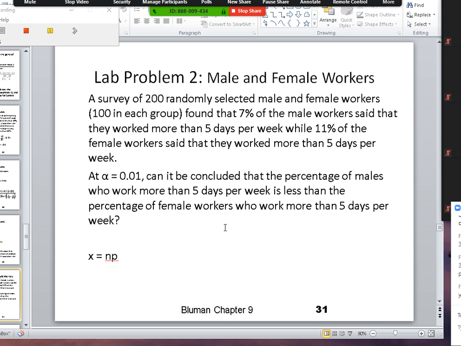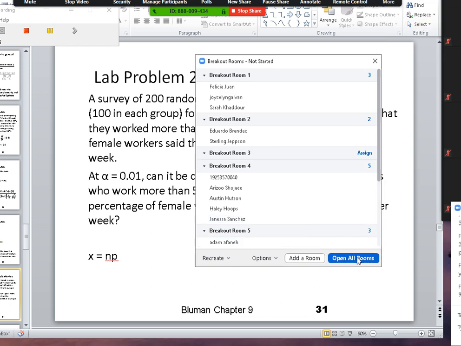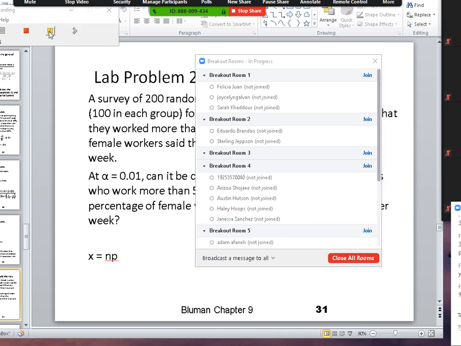Okay, so I think you guys are good to go. You're concluding that the percentage of males who work blah, blah, blah, the percentage of males is less than the percentage of females. All right, so go ahead and hop into your groups, and we will come back to this in a little bit.